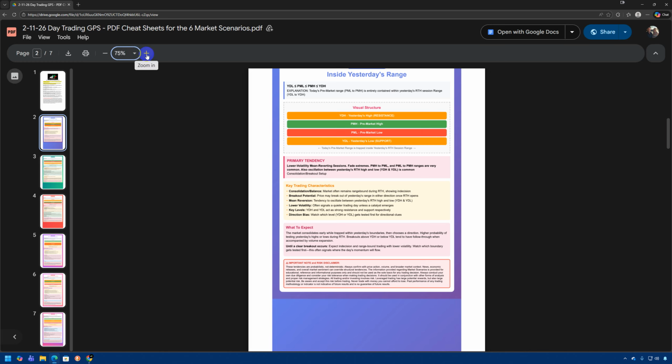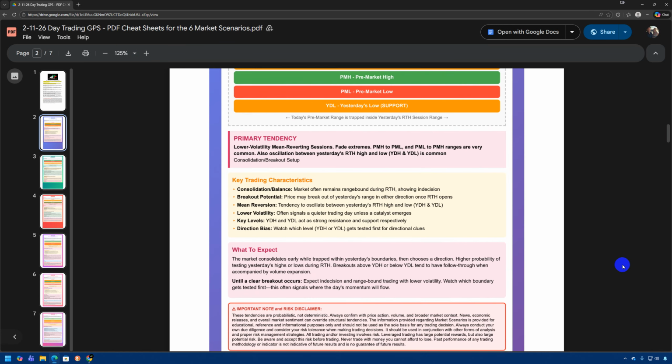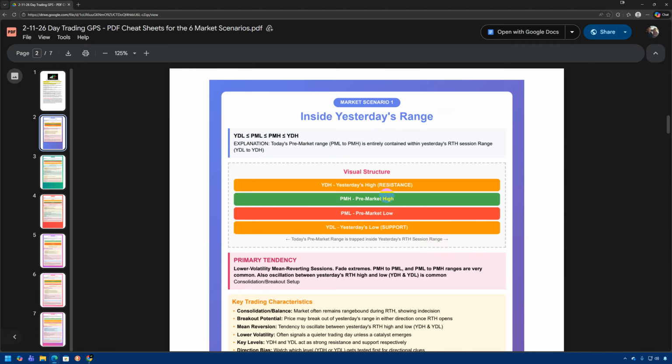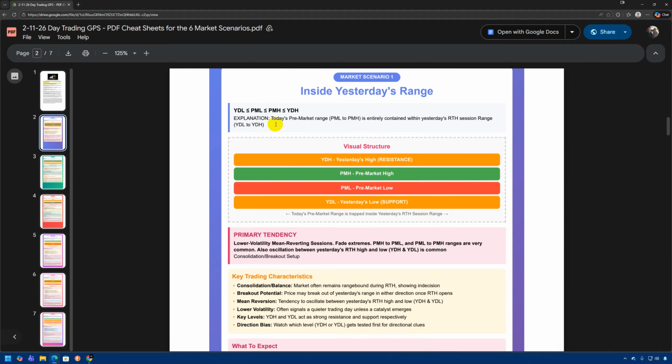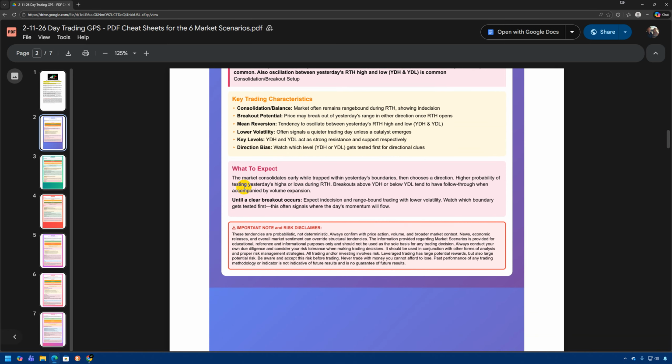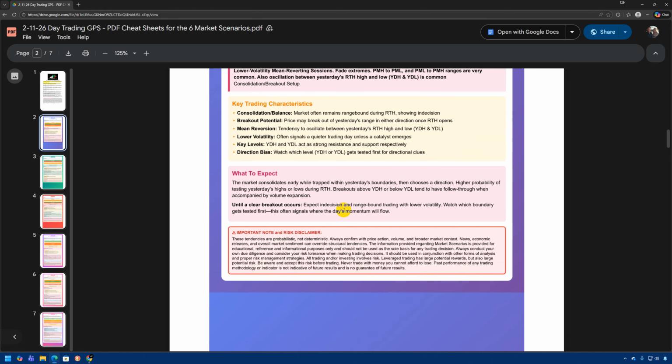Okay, now we'll just look as an example at one of them. Since you'll be getting these, you can look at all of them on your own. Okay, so market scenario 1, inside yesterday's range, explanation, visual structure, gives you a visual structure of the explanation. Primary tendencies, key trading characteristics with bullet points, what to expect, and then finally the note and risk disclaimer.